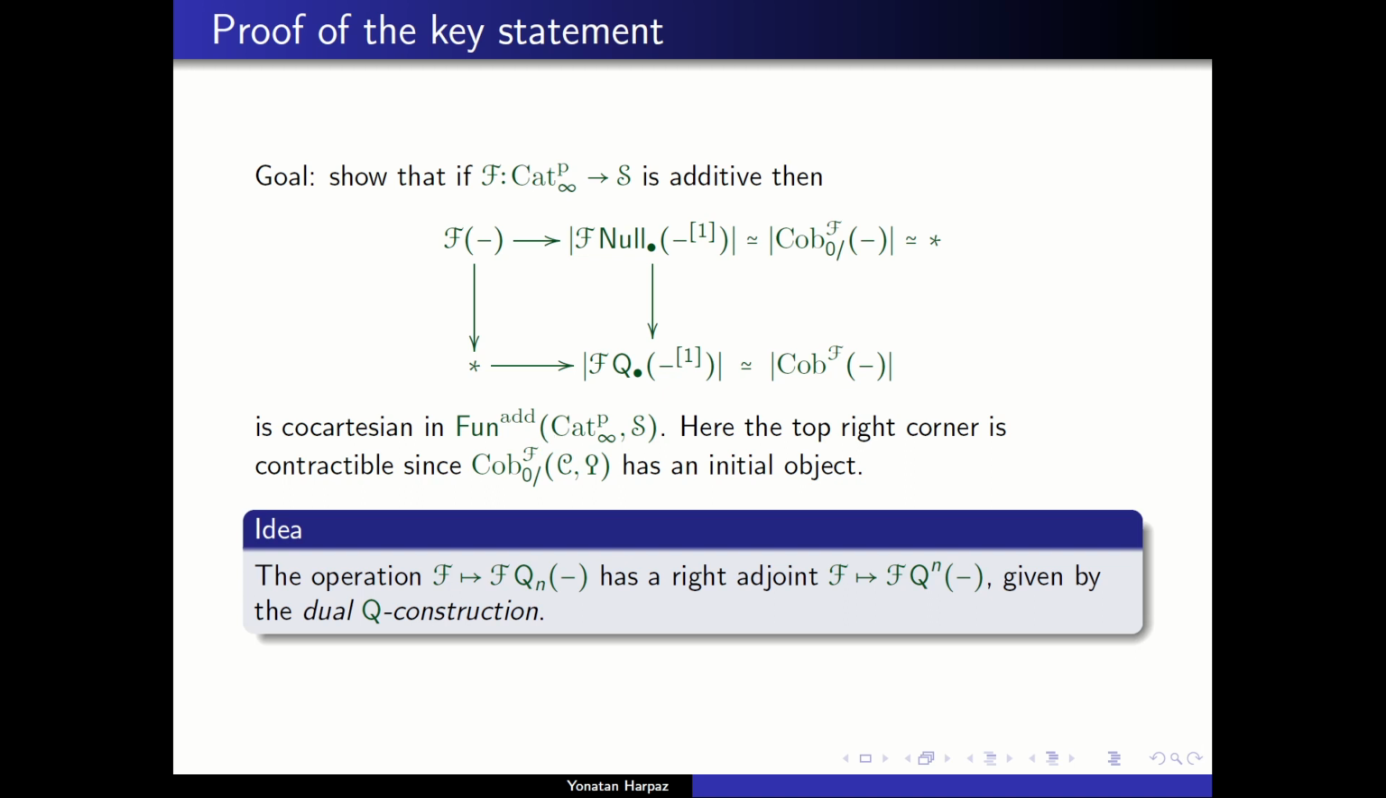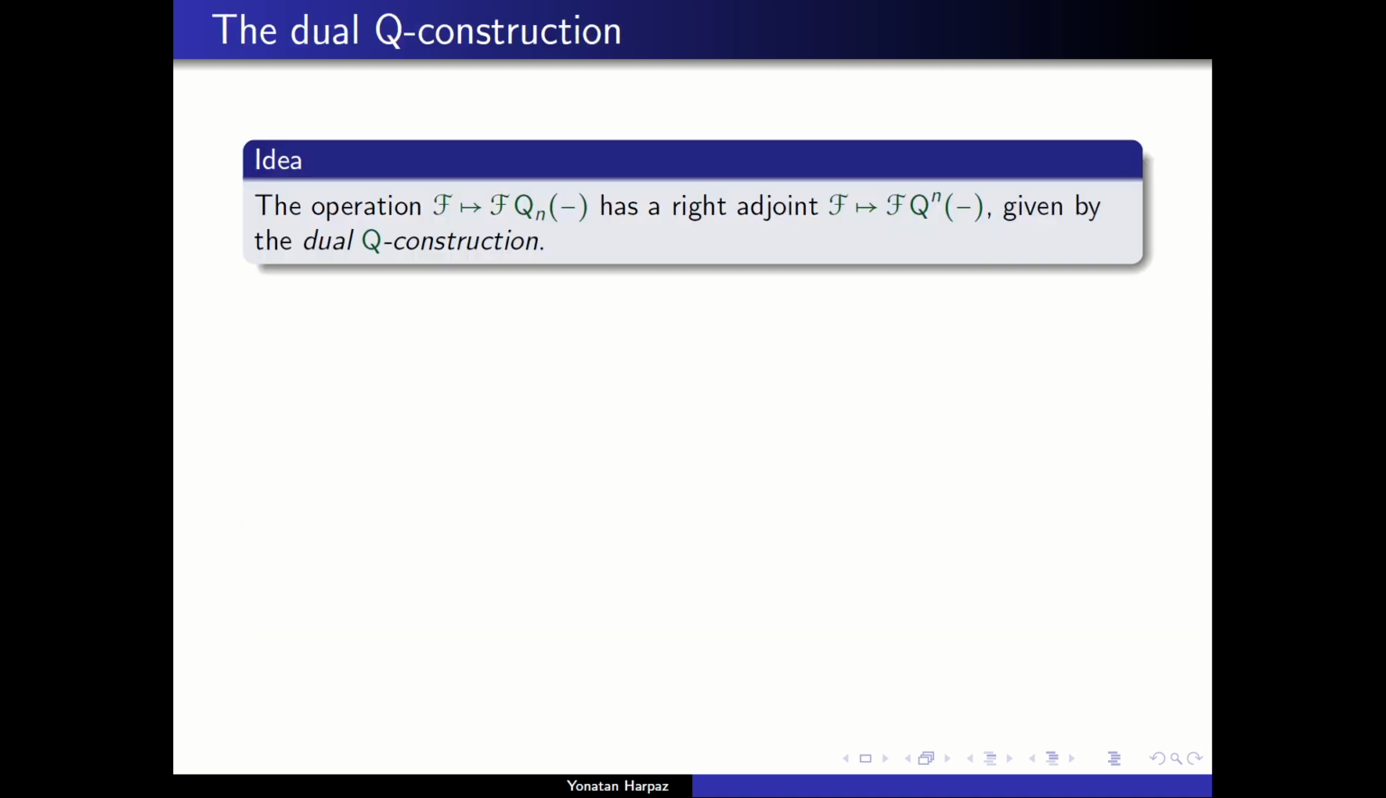And the idea is to show that the operation that takes a functor and precomposes it with the nth Q construction has a right adjoint, which is obtained by precomposing F with a dual Q construction, which is itself left adjoint to the Q construction. So precomposing with the left adjoint gives a right adjoint on the level of functors. And what is this dual Q construction?